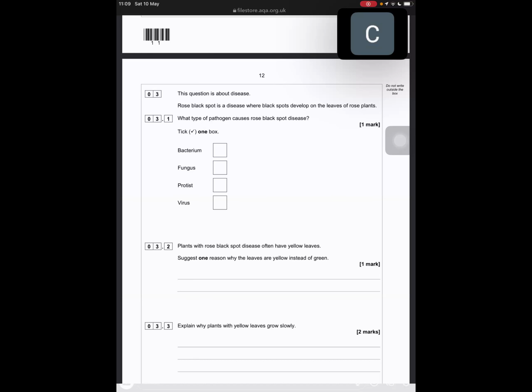What does the marking scheme say? No chlorophyll, or the chlorophyll has been broken down. Okay, that's fine, and chlorophyll is what is responsible for the leaf's green color. So let's see, the next one says, explain why plants with yellow leaves will grow slowly.